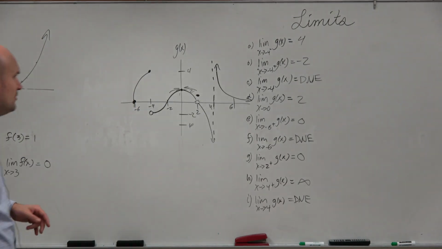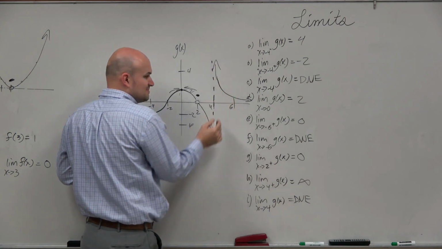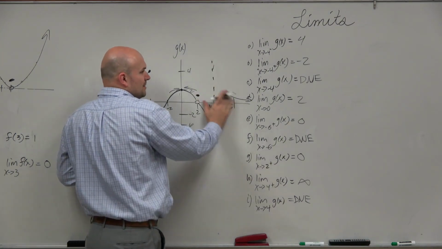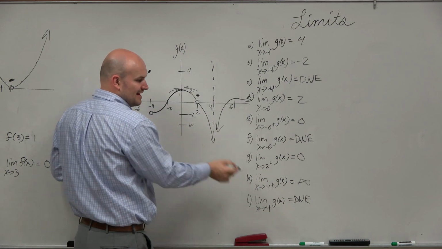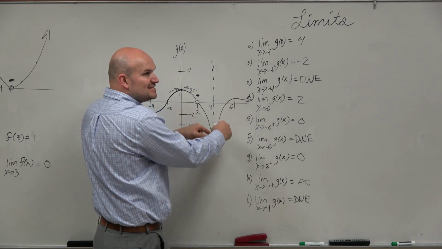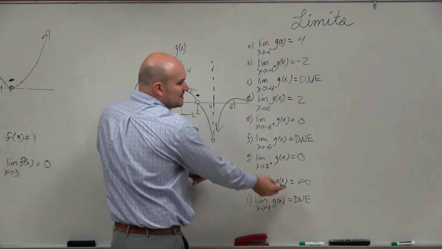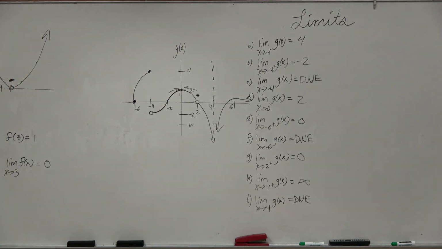Which actually brings up my point. This obviously does not exist because they're not even going in the same directions. But if my graph looked like that, then a lot of times we'd say the limit as x approaches 4, you can see the direction from both sides is going down to negative infinity, so we'd give the answer of negative infinity. Or you'd see the answer of negative infinity as an option.